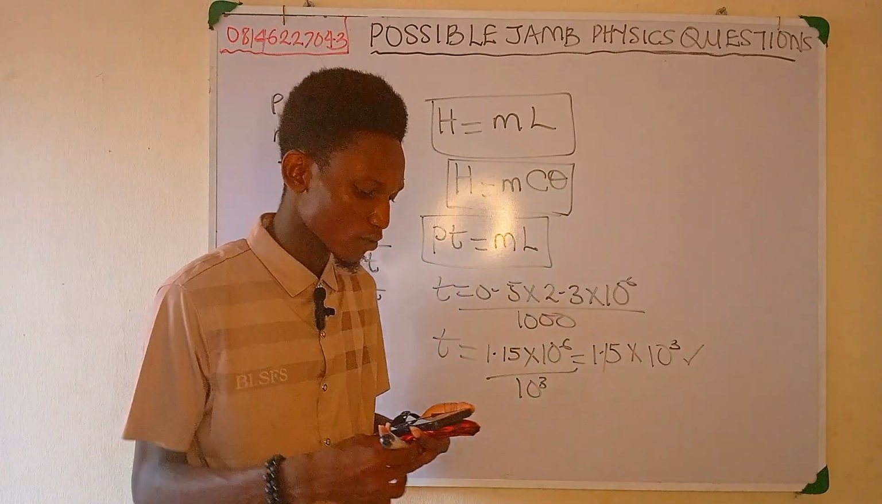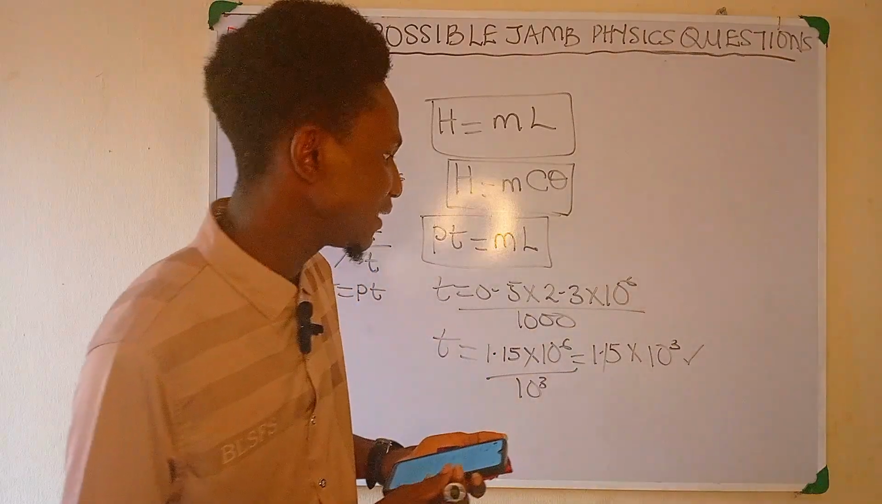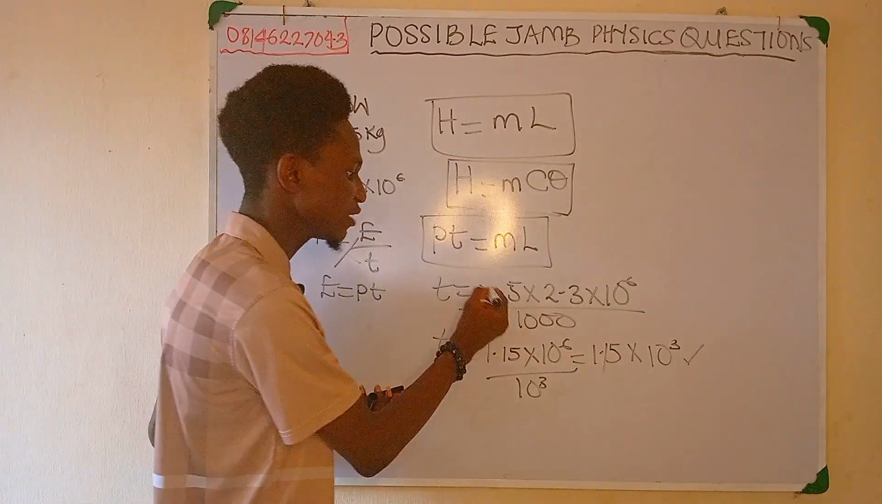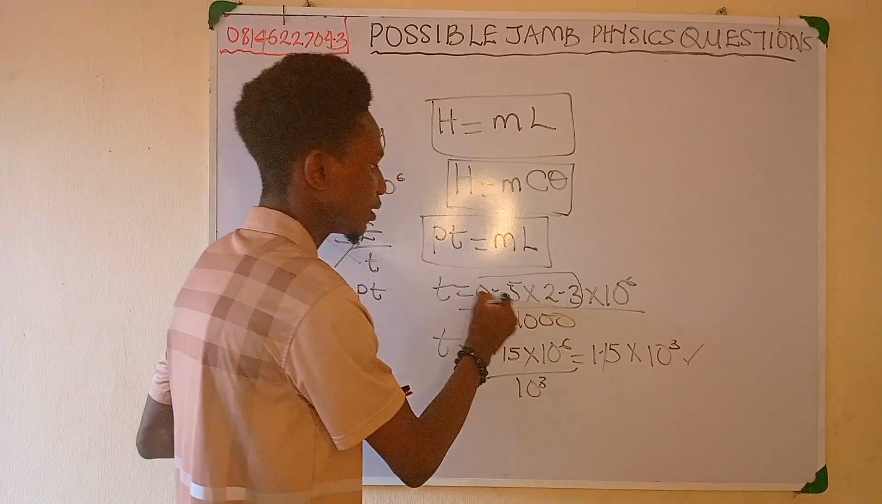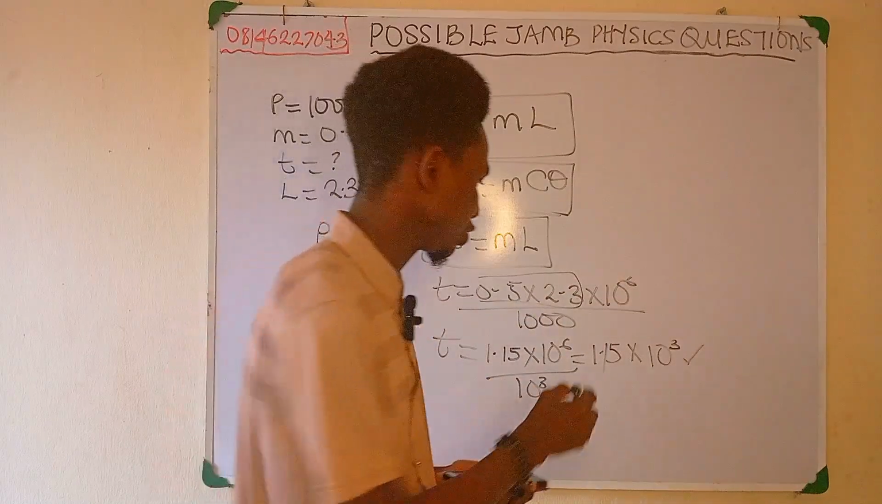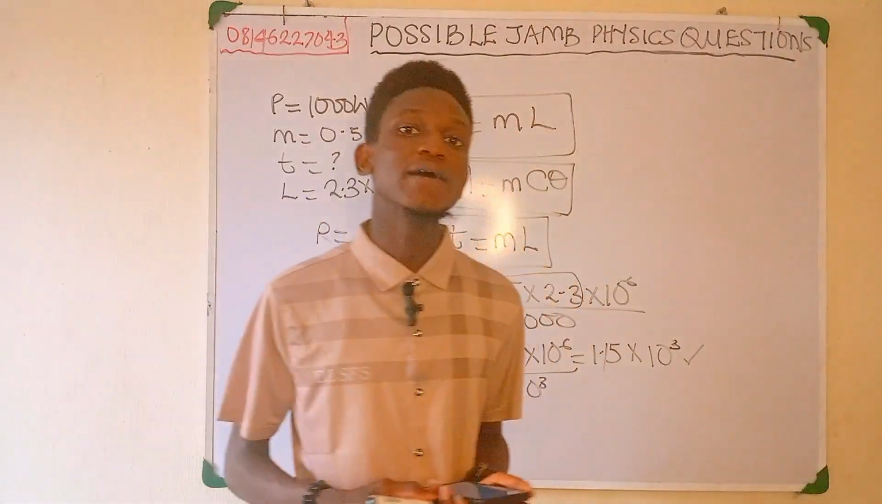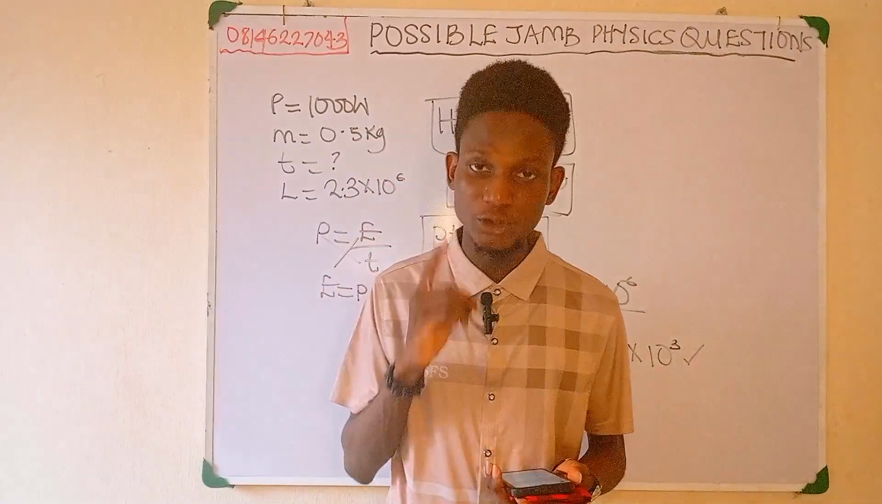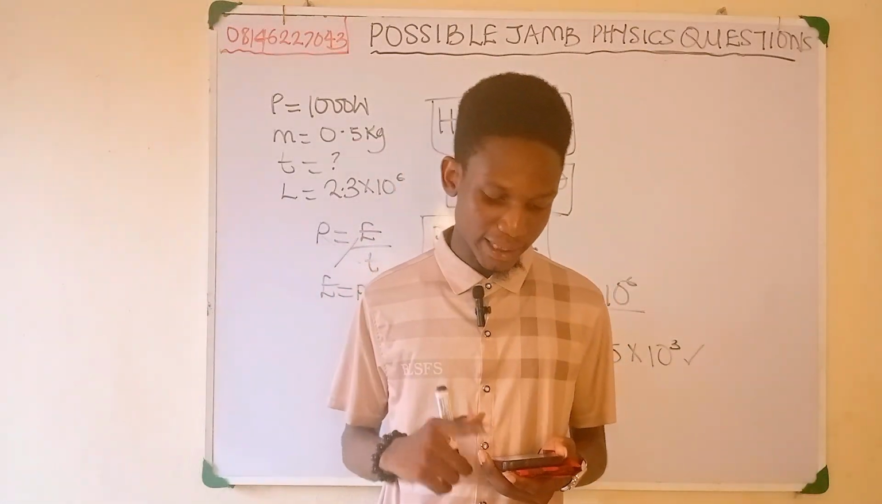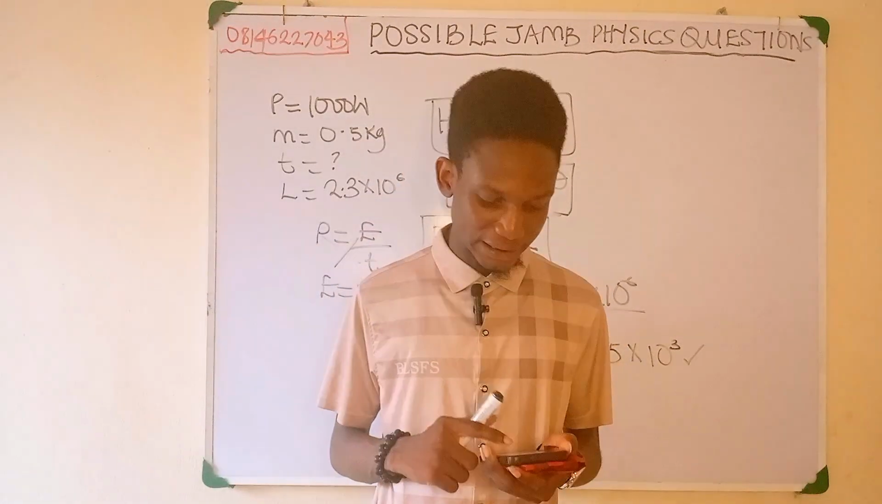Yeah, option D is correct. 1.15 times 10 raised to the power 3 seconds. So see the way I did it? I first multiplied these two, then I left my 10 raised to the power 6 and changed this one to index form too. I think I did that in the first question, so you can go back and see that I did it. So option D is correct there.